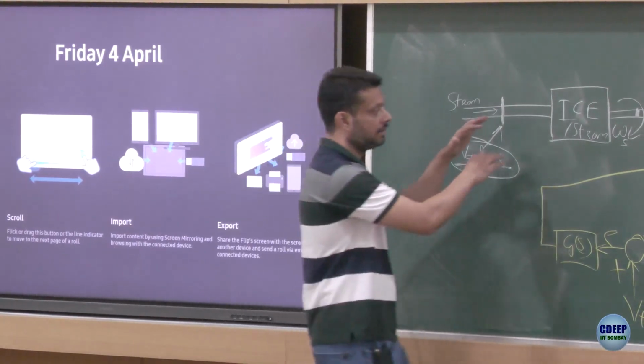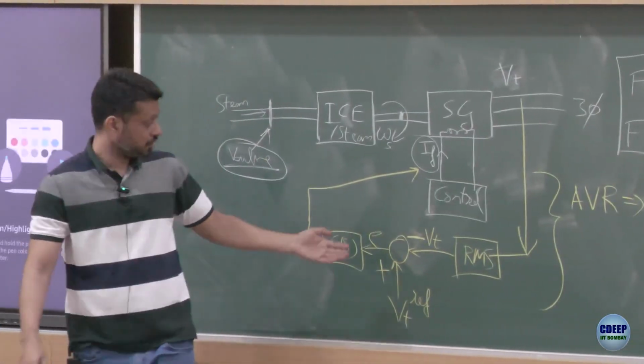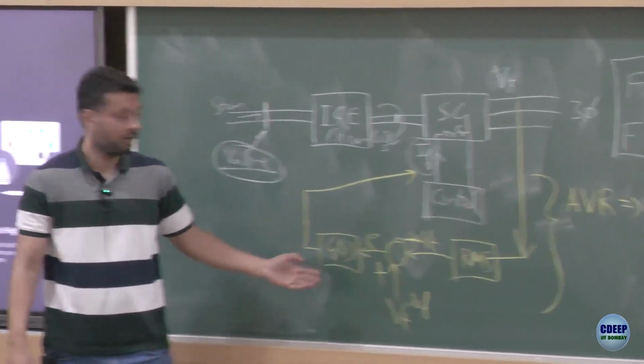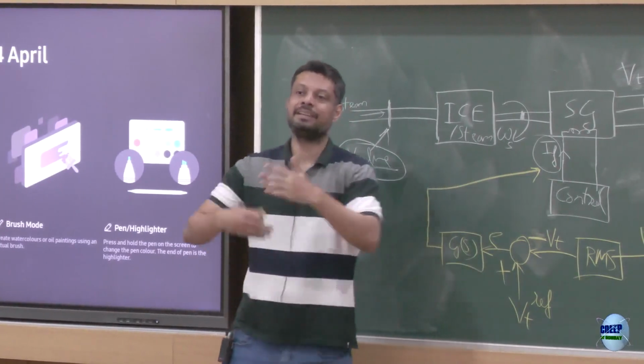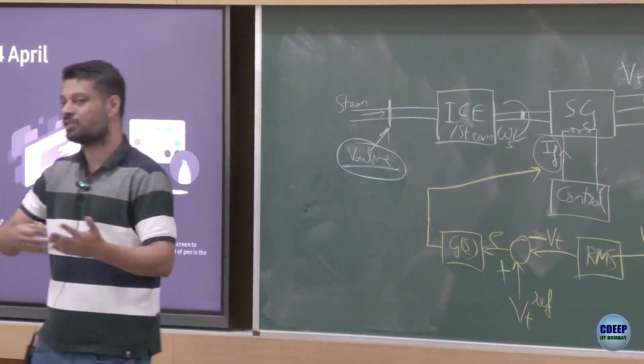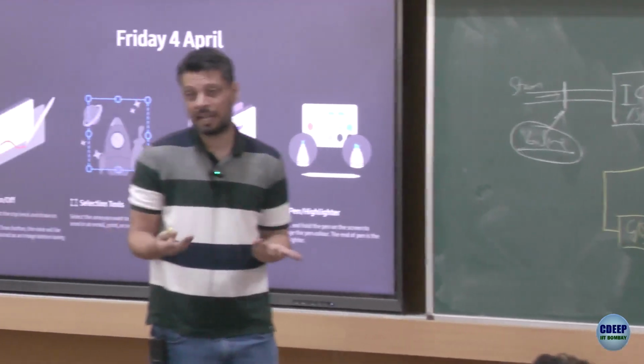So your plant need not necessarily be linear. In fact, it's not linear here also. You see, we just saw that IF relation with VF is not linear. But we know if you increase IF, VF increases, but it's non-linear, right? So you can have non-linear controls, non-linear plants also.